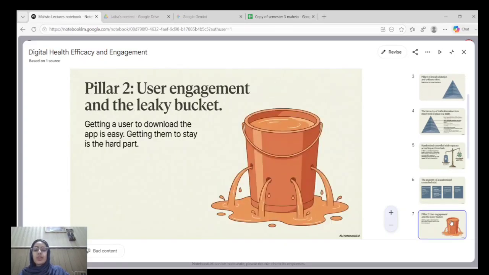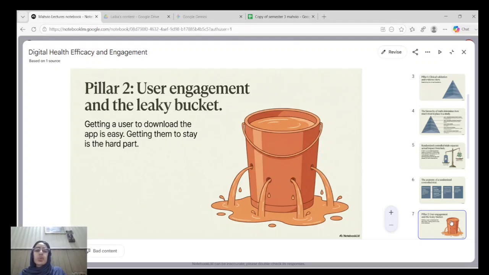Now we shift to pillar 2, that is user engagement and the leaky bucket. You have proven your app works clinically, for example. Congratulations. But now you face the brutal reality of the software world. Getting a user to download the app is easy. Getting them to stay is the hard part.